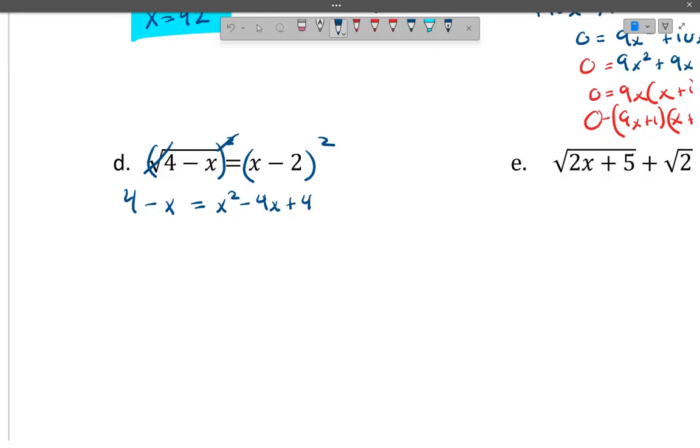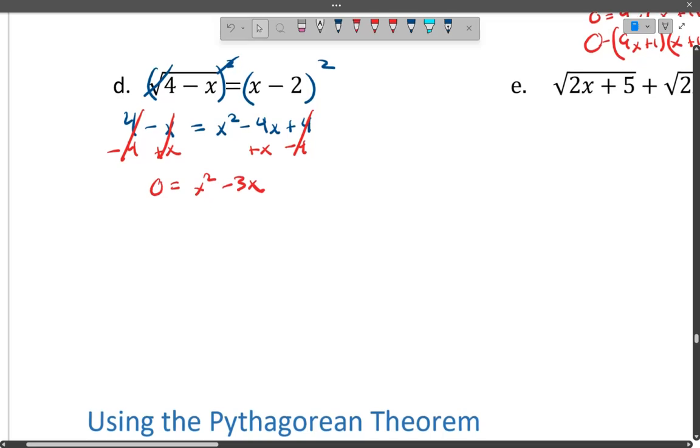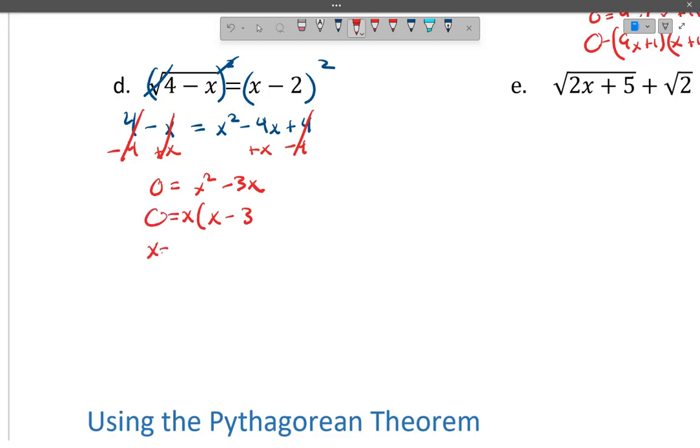Since we have a quadratic, let's go ahead and set it to standard form. We're going to subtract 4 from both sides. That'll actually cancel. We're going to add x to both sides. So 0 equals x squared minus 3x. Since it's a binomial and not a trinomial, the only thing we can do is factor out the GCF of x and set both factors equal to 0. When we solve, we get two solutions of 0 and 3.